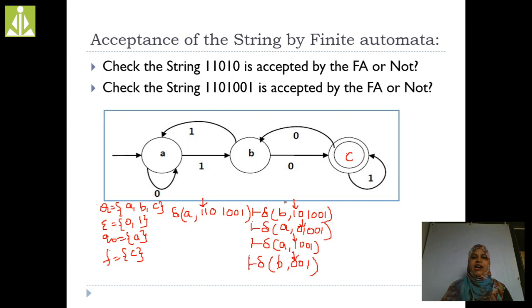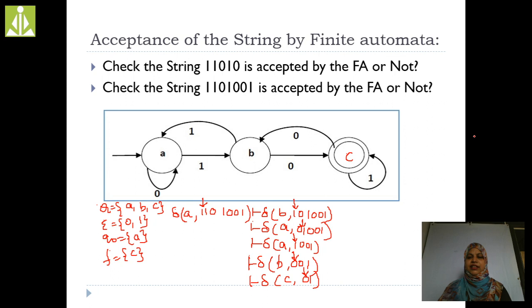B on 0 is C. Delta of C, 0 1. C on 0 is B.